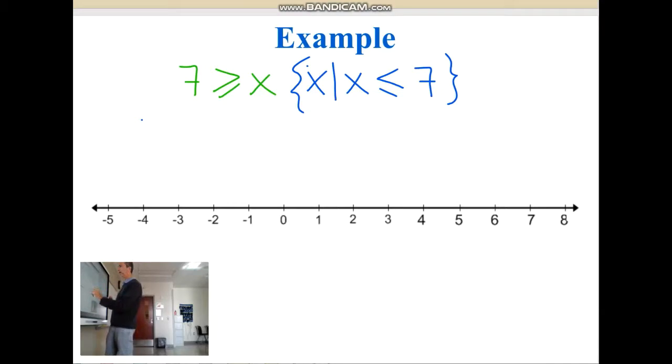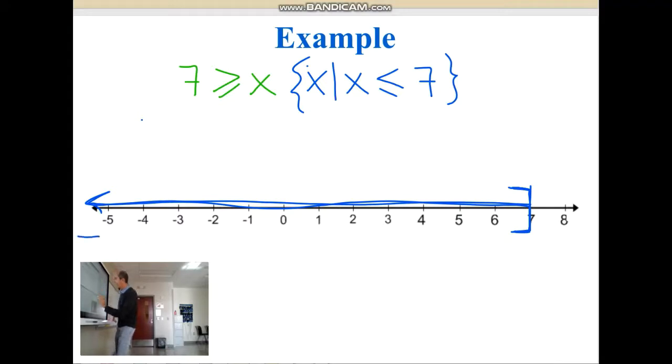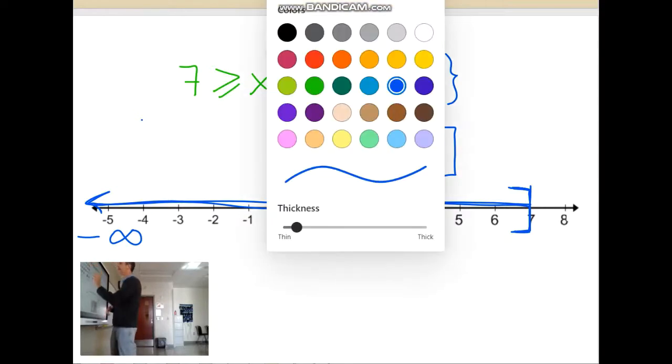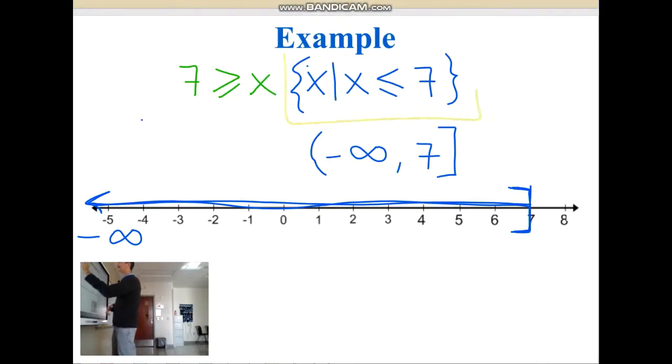Writing it down here on the number line, use the bracket on 7 because 7 is included. We have an equal sign, right? And everything that's less than 7 is also included all the way to negative infinity. That means interval notation is from negative infinity to 7, with a bracket. Okay? Set notation, interval notation.